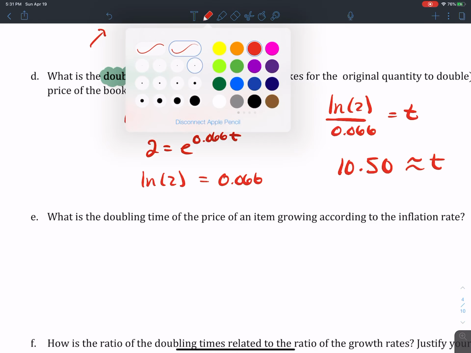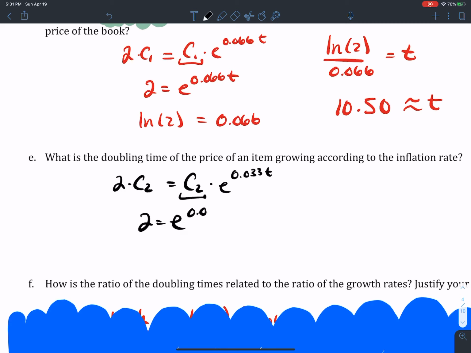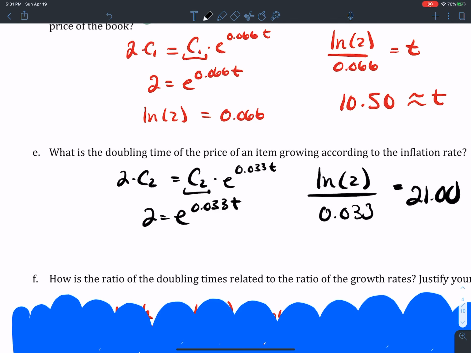We'll do the same thing with the item growing at inflation. So that item started at some value in 1980. I don't know what it was though, but it's growing at 3.3% continuously. So if it doubled, I'd have twice of that value. So we'll see that same math here. So again, we'll see the natural log of 2 over 0.033. We're going to see here, again, this is a rounded value of 21.0.